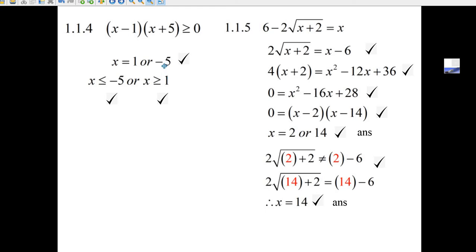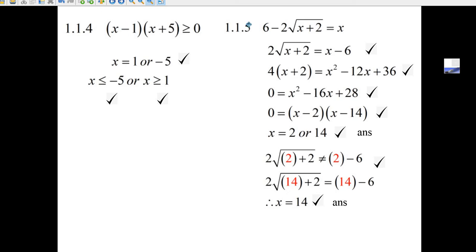Or you could test. Pick a number in between 1 and minus 5, like 0. And you'll see that it's not greater than 0. It's going to be less than 0. Where is it greater than 0? On either side, where x is greater than 1, or when x is less than or equal to minus 5.